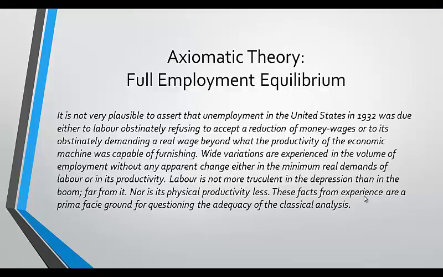So now we look at Keynes. This is a quote from the book of Keynes. Keynes is not a modern economist. He is looking at reality. So he says that if you look at the unemployment in 1932, it is not because the labor refused to accept reductions in money wages. That's the only way that unemployment can arise in the classical model. And they were not obstinately demanding real wages which were very high and above the capability of the economic system to produce. And there was a huge amount of fluctuation in employment.